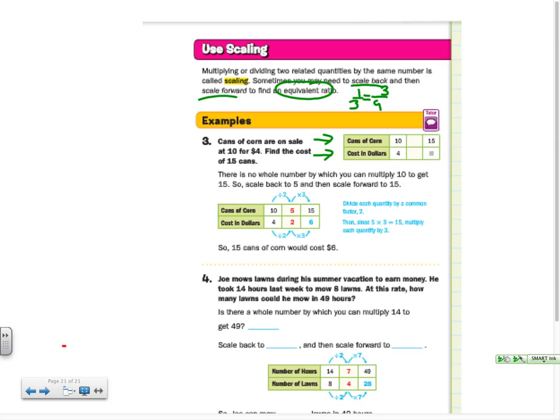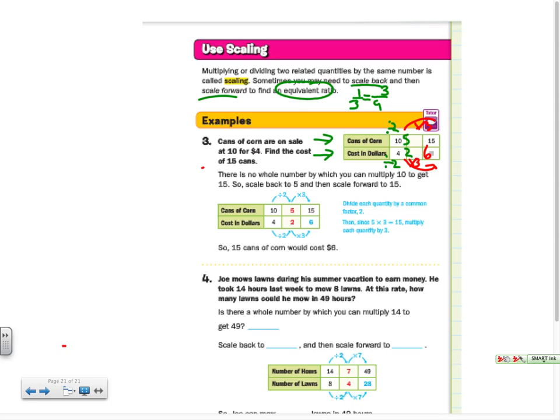It's going back because we're going to divide. So what happens if I divide 10 divided by 2? I can do that and I get 5. 4 divided by 2, I get 2. Now if I work with my new numbers, 5 and 2, I can go from 5 to 15 by multiplying that by 3. And I do the same thing to the 2. Multiply 2 by 3 and you get 6.